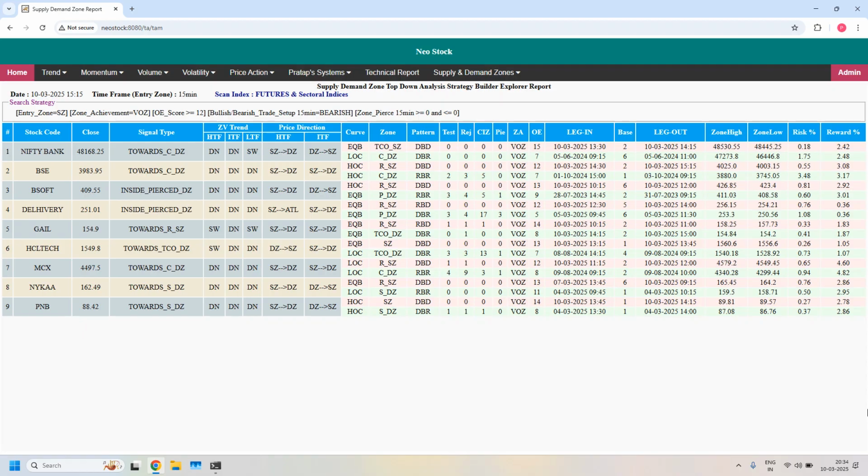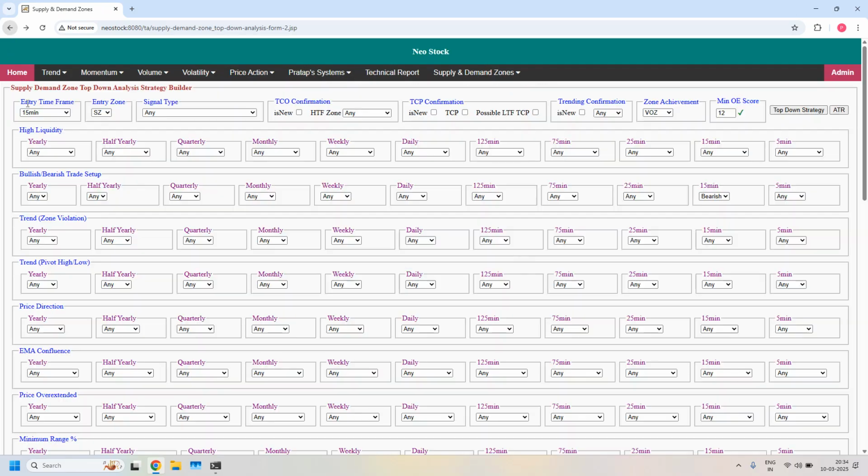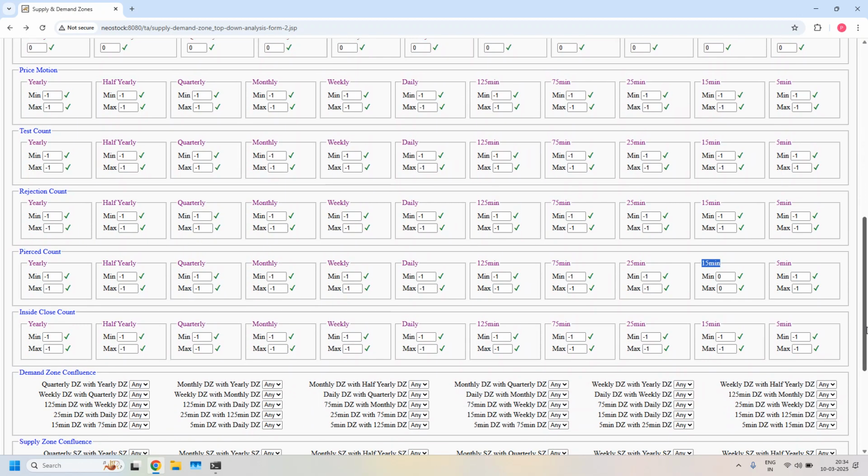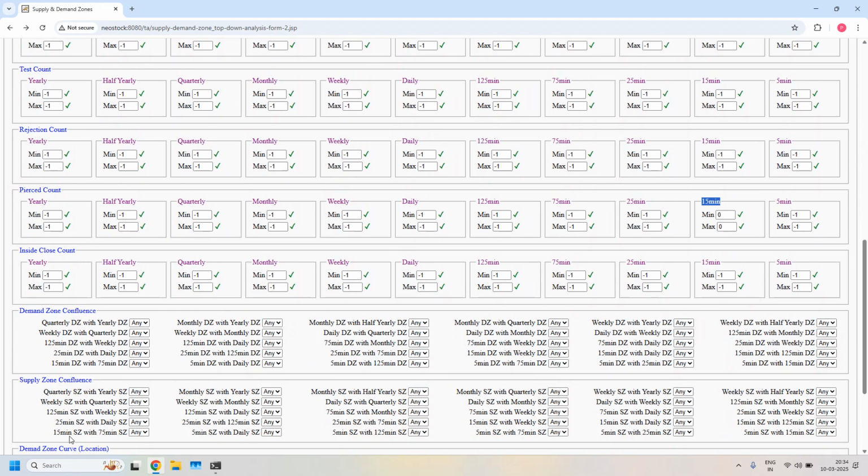Bearish trade setup for daily income trade. Out of these 9, we will find high probability setups based on zone confluence. First filter, 15 minutes supply zone with 75 minutes supply zone confluence. So I am enabling that filter.